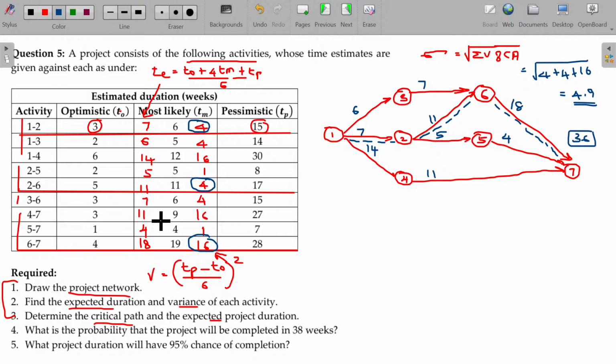Now, what is the probability that the project will be completed in 38 weeks? 38 weeks means more than 36. Then it should be more than 50%. The probability of completion of the project at exactly the estimated time we calculated here, 36, is 50%. If it is more than 36, then automatically it will be higher than 50%, and lower than 50% if the project completion time is less than 36.